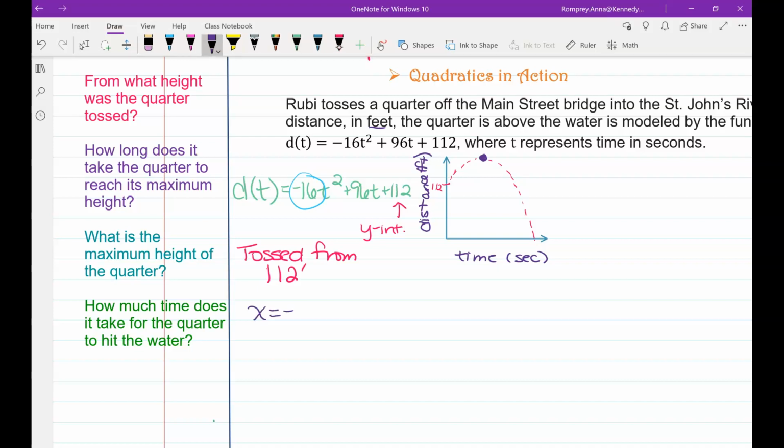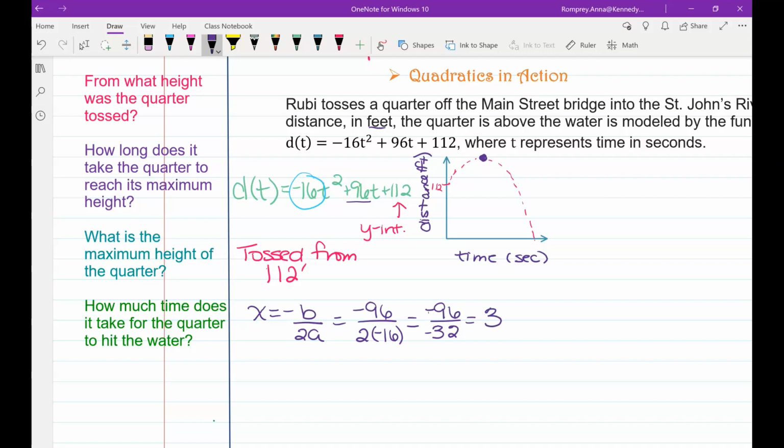X equals opposite of b over 2a. So what's the opposite of b? Well, let's find our b term. There's a, here's b. So the opposite of a positive 96 is negative 96 divided by 2 times a, negative 16. Okay, so negative 96 divided by negative 32 gives us 3.